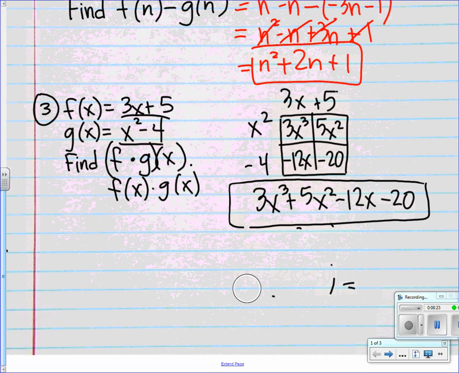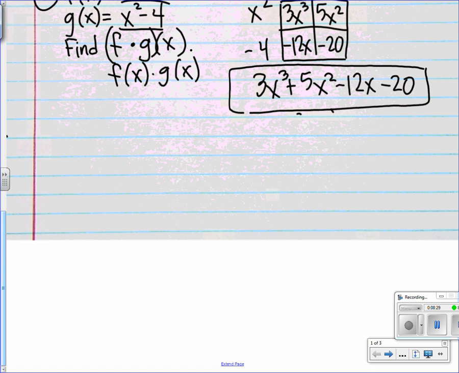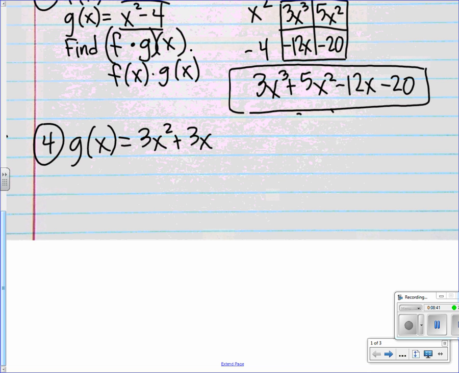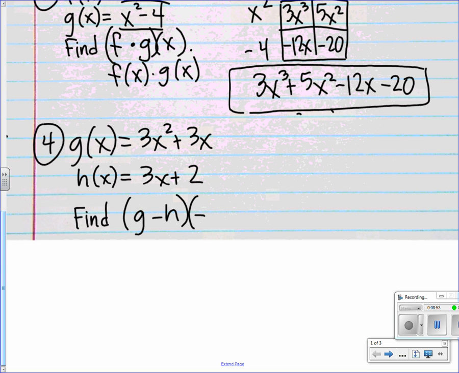All right, let's do one more, then we'll be done. It's not division. It's actually evaluating. So g of x equals 3x squared plus 3x, and h of x equals 3x plus 2. And we are going to find g minus h of negative 6.